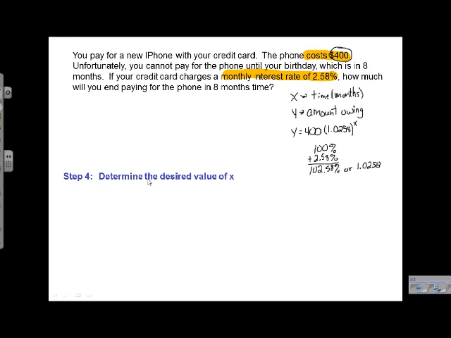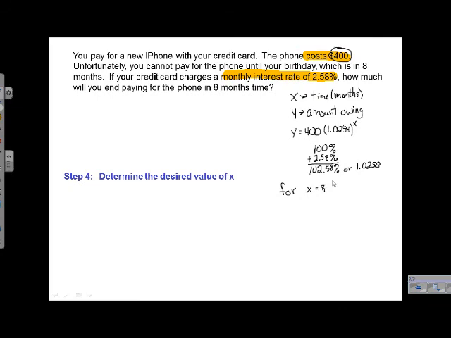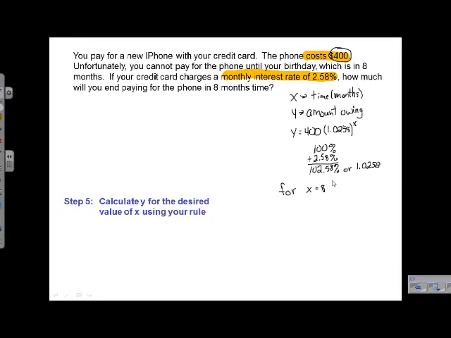So step 4, we have to determine the desired value of x. Well, x is our number of months, and in this case, we want to know how much we're going to owe in 8 months, or when x equals 8. Pretty easy here. Our step 5, we're going to calculate y for the desired value of x using our rule. So we want to find out how much we will owe when x is 8 months.